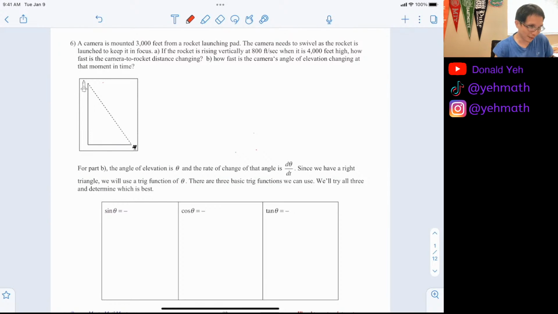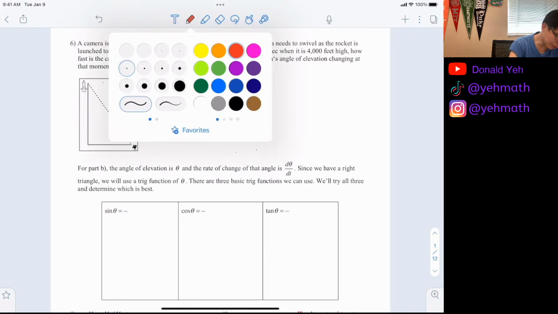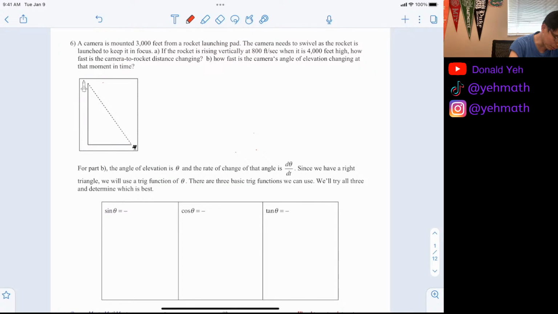All right, so a camera is mounted at 3,000 feet from the rocket at a launch pad. The camera needs a swivel as the rocket is launched to keep its focus. This is actually a very good question. So this is 3,000, and this is 4,000. And due to the Pythagorean triplet, it's going to be 5,000. You don't need to use a calculator to do this.